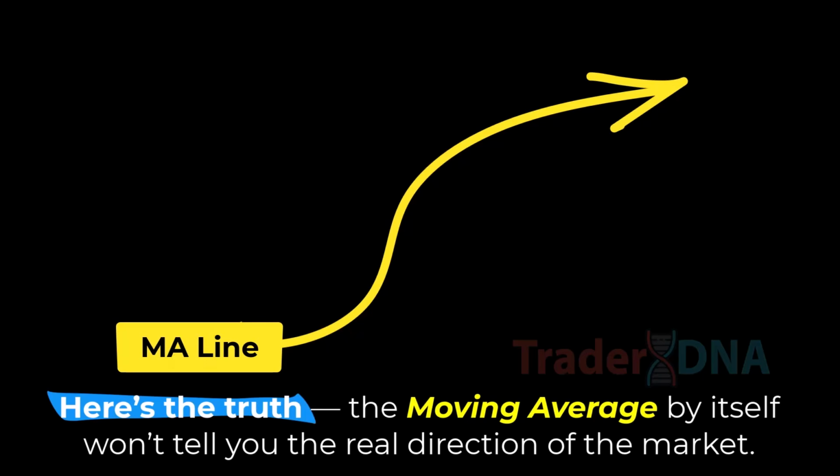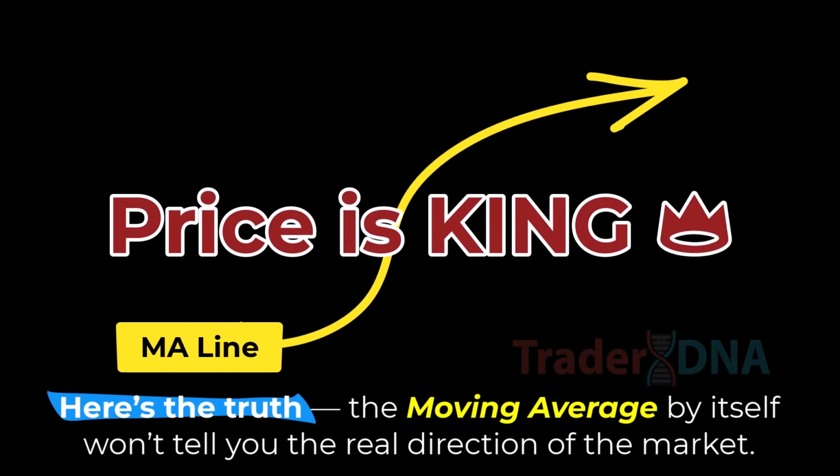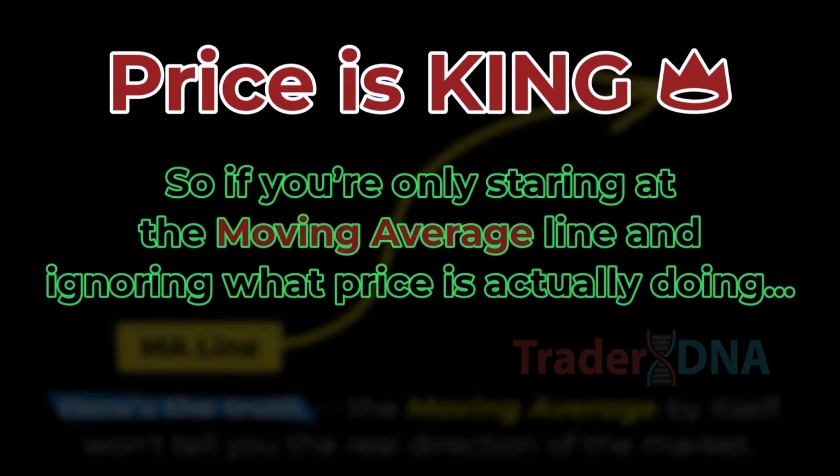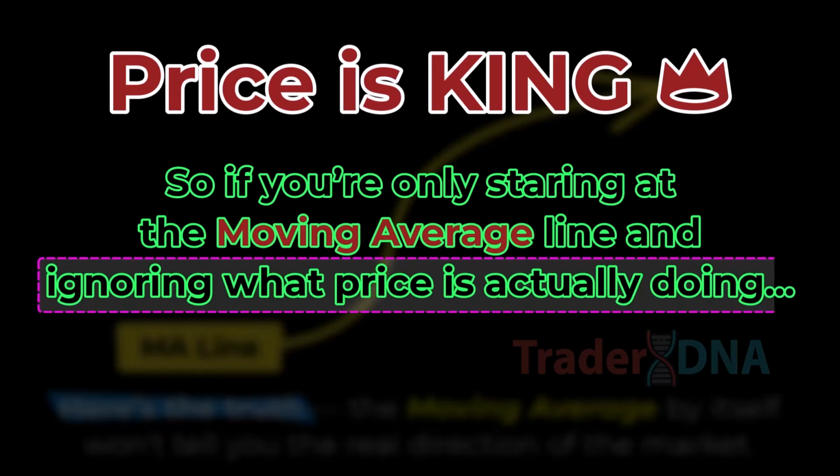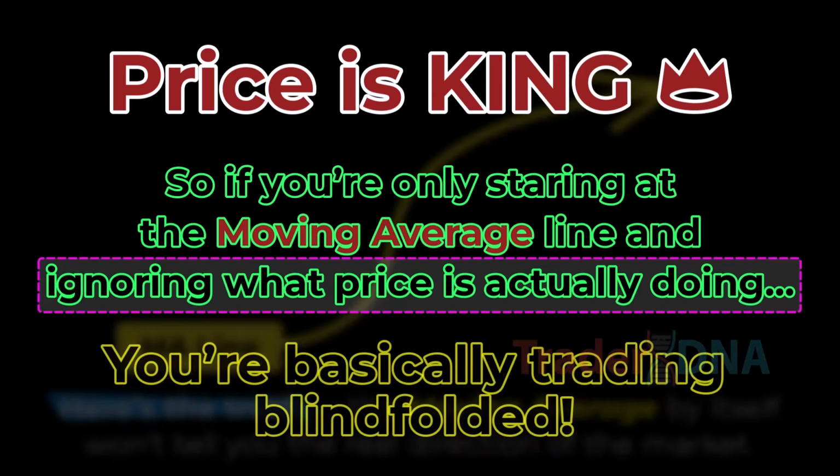Here's the truth. The moving average by itself won't tell you the real direction of the market. It's just a tool, and like every other indicator out there, it's completely based on one thing, price. And in trading, price is king. It's the heartbeat of the entire market. Every indicator you use, every setup you look at, all of it comes from price movement. So if you're only staring at the moving average line and ignoring what price is actually doing, you're basically trading blindfolded.